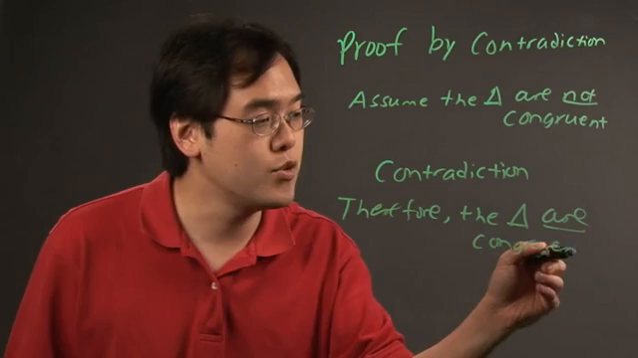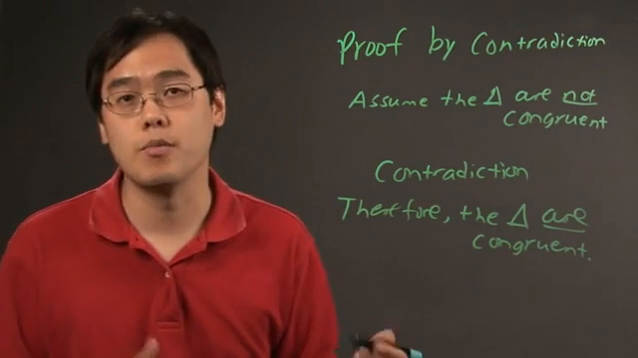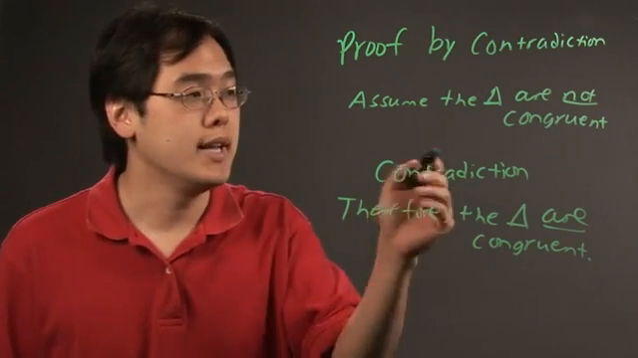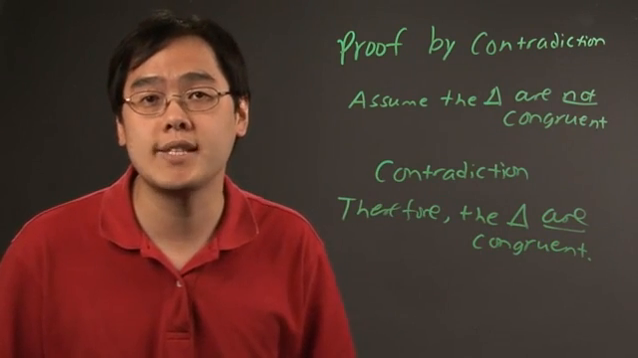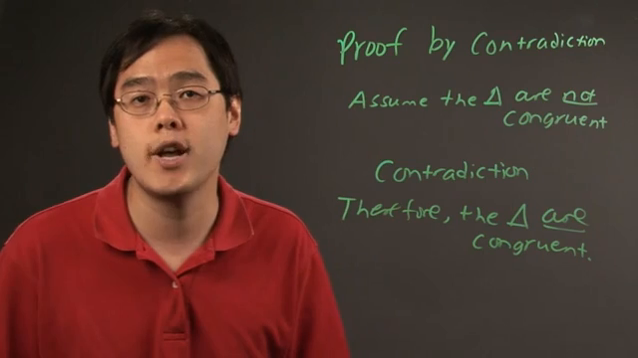So an indirect proof is a little bit different in structure from a formal proof, but it is just as effective because it has the same purpose. So I'm Jimmy Chang, and that's how to use indirect proofs to show that two triangles are congruent.